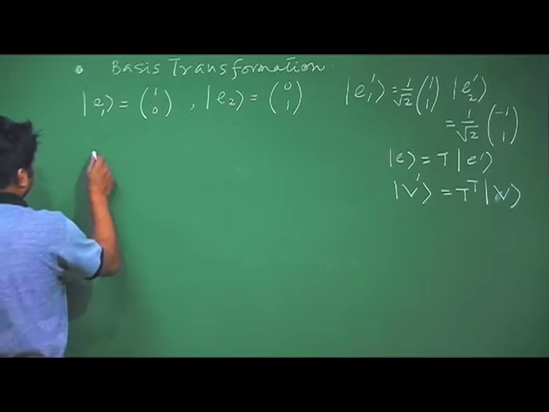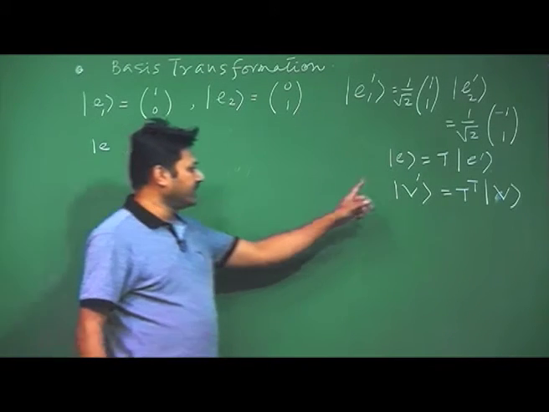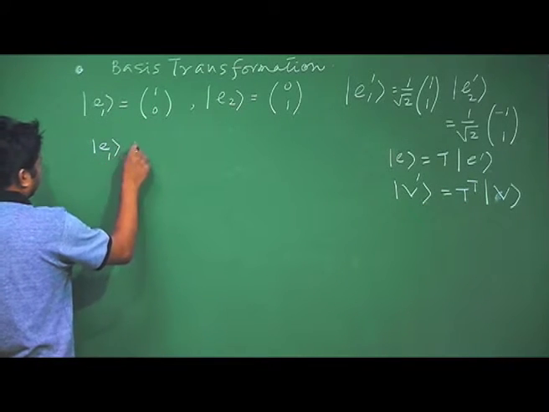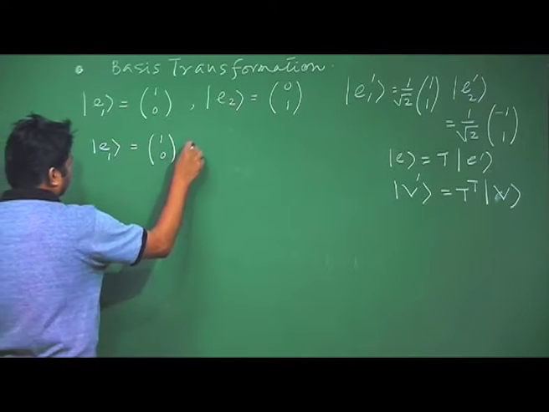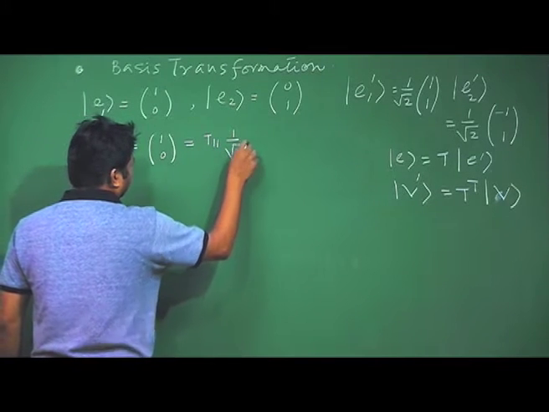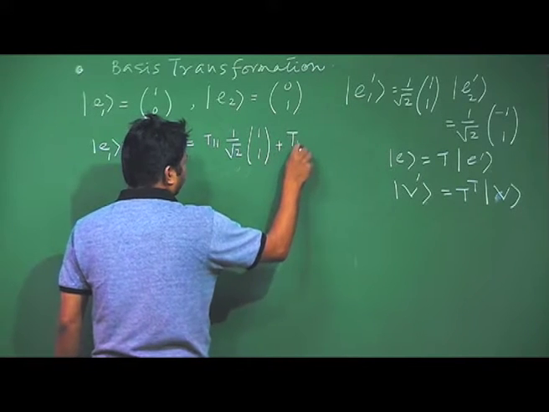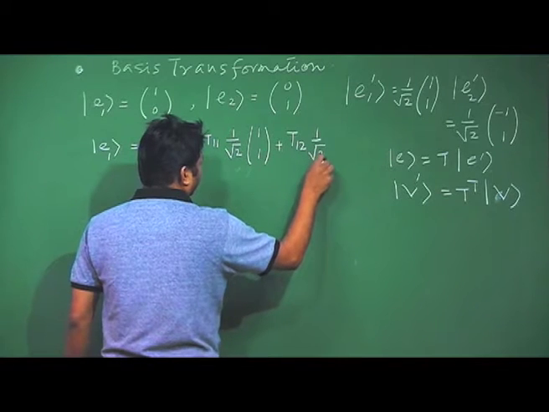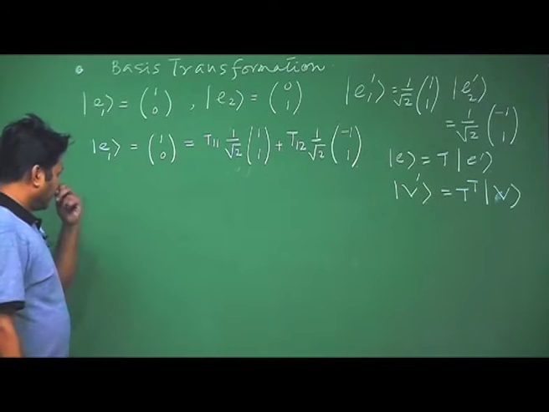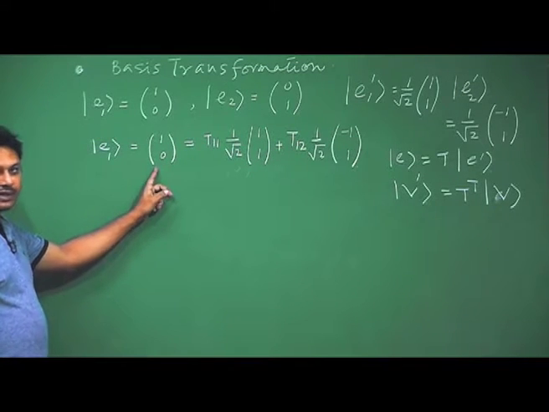So, let me write E matrix in terms of, the first I need to write E matrix in terms of prime. So, if I do, then my E matrix E1, which is 1 0, I can write it as T11 times 1 by root over 2 times 1 1 plus T12 times 1 by root over 2 times minus 1 1. T11, T12 I do not know right now, I need to find out, because this equation is there. So, I can figure out what is the value.